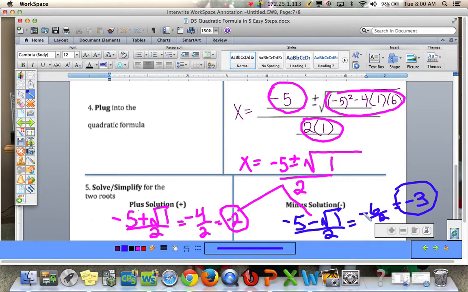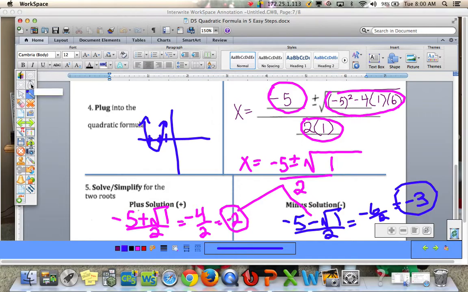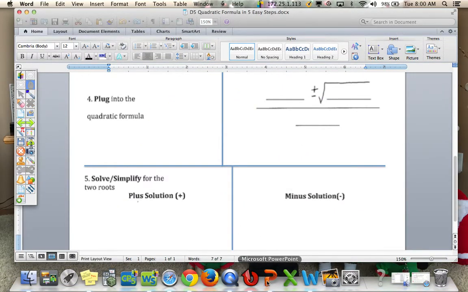So what we've done is we found the x-intercepts, or the zeros of the graph. If we were to sketch the function, you would have a 0 at negative 2 and 1 at negative 3, so your parabola would look something like this. Okay, so we're going to practice this a few more times. Let me go back to our PowerPoint.